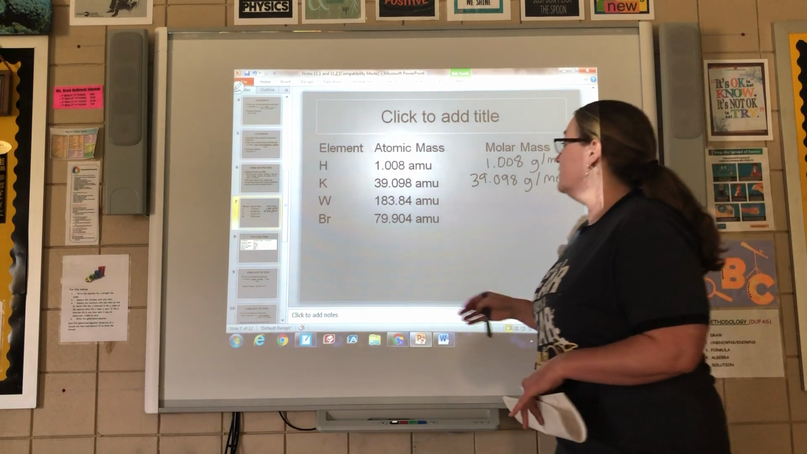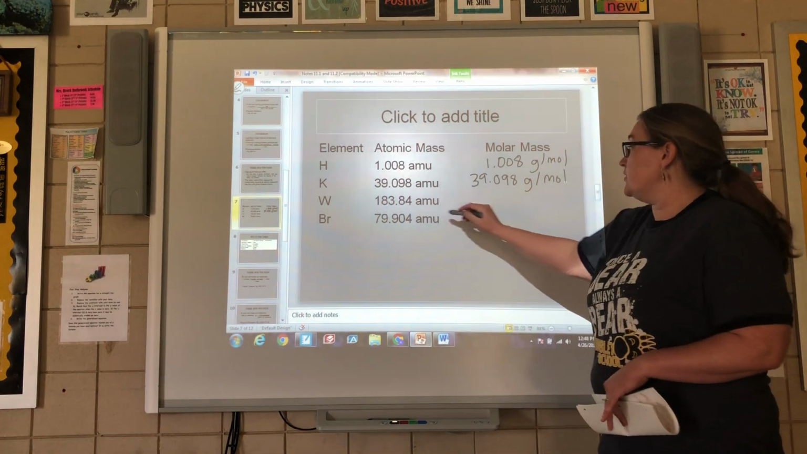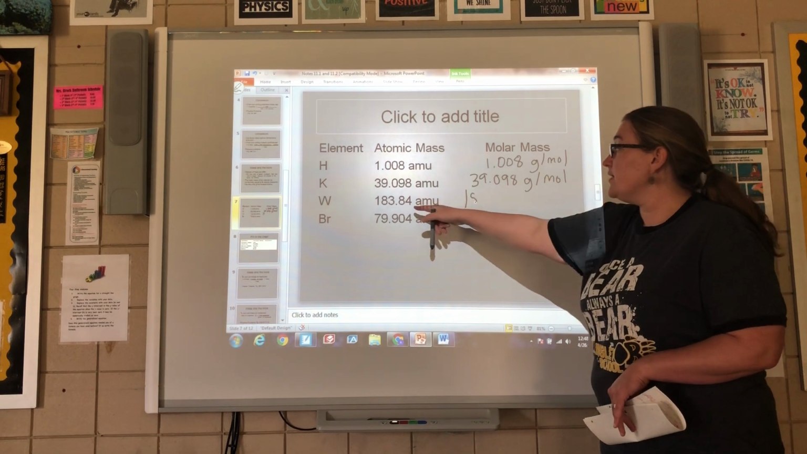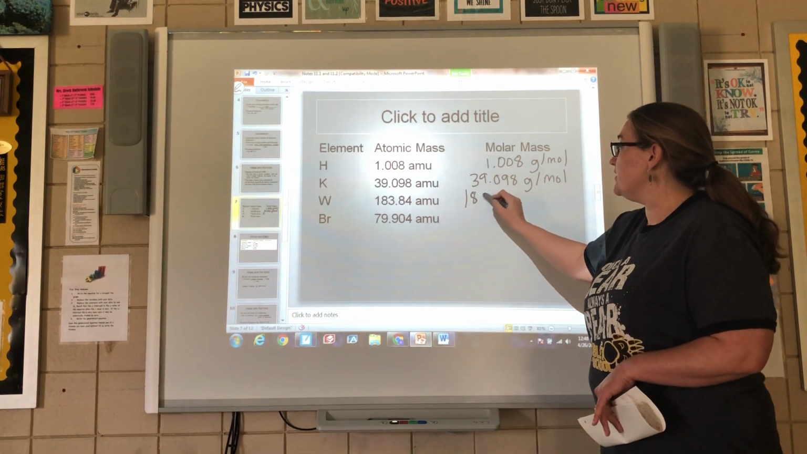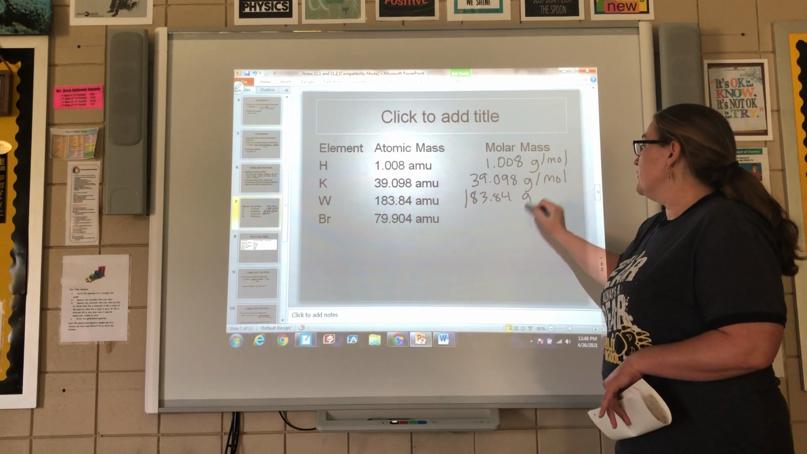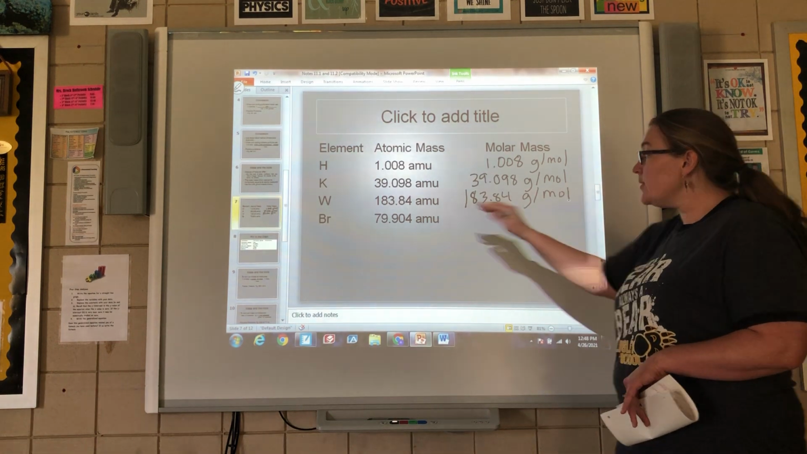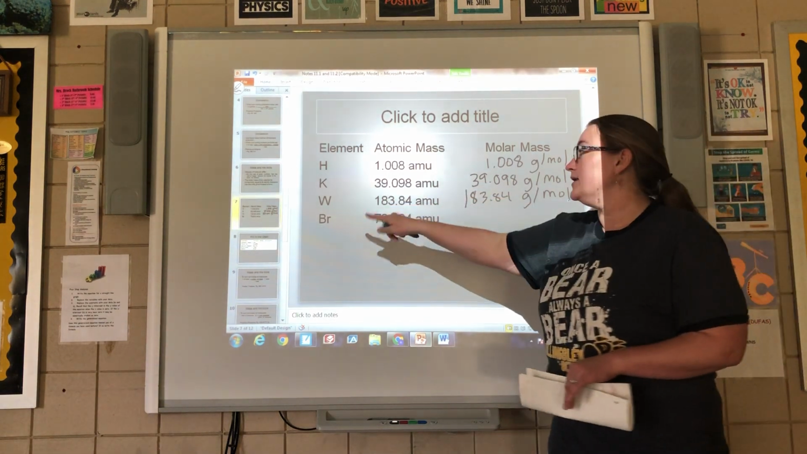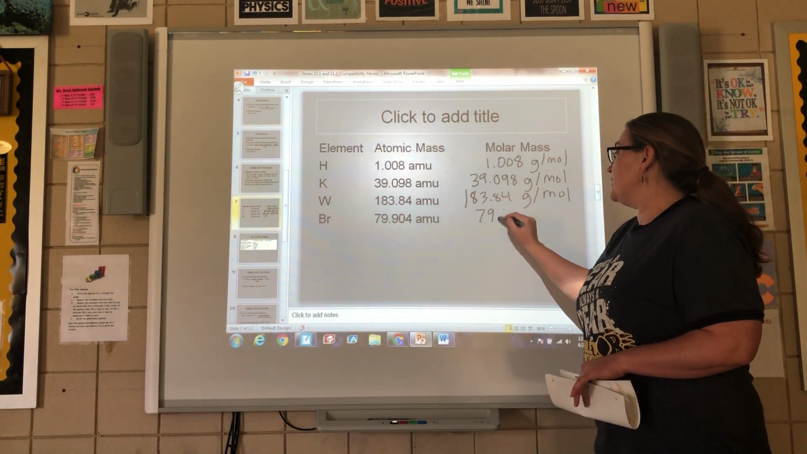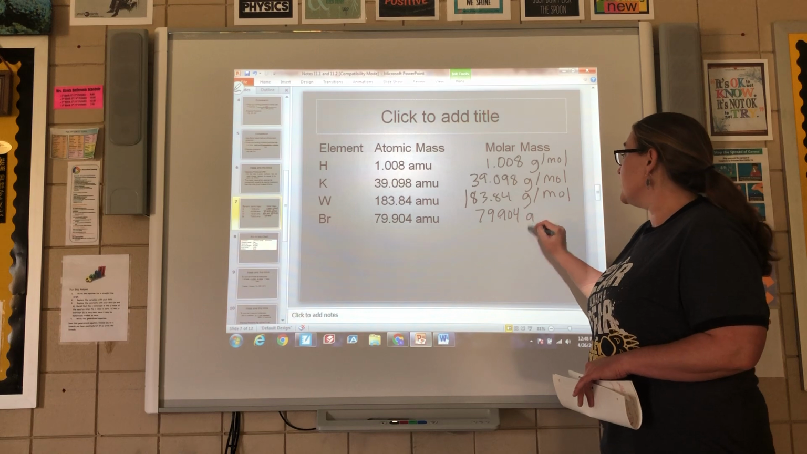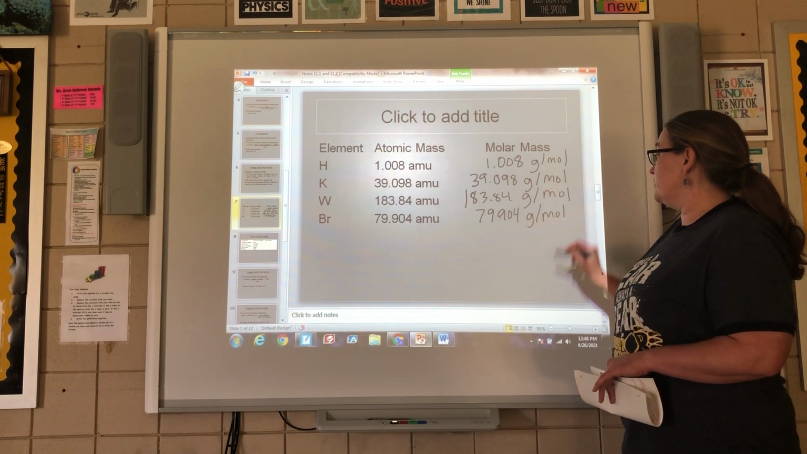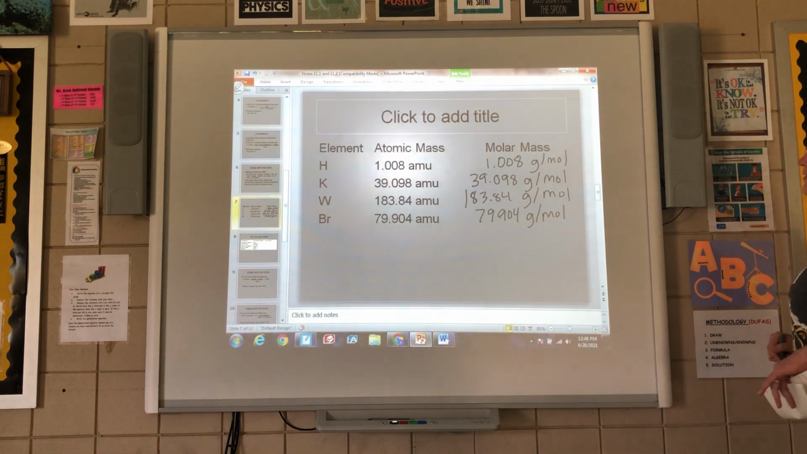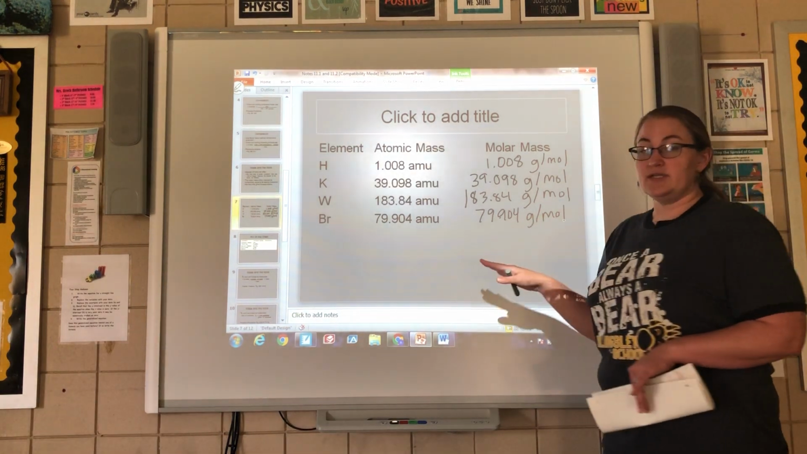So we're getting a conversion factor from moles to mass for each element when we're looking at the periodic table. Tungsten is 183.84 atomic mass units for one atom of it, so 1 mole of it is 183.84 grams per mole. Bromine, 79.904 atomic mass units in an atom of bromine. There's 79.904 grams in 1 mole of bromine. Okay? Knowing that, now we can go to the next step.